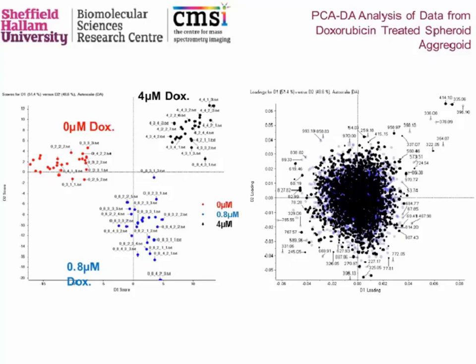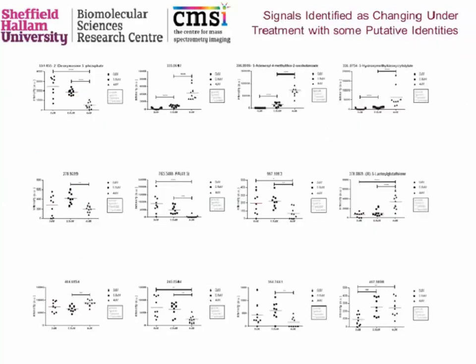But from the loadings plot, we can start to pull out signals that give us an indication of what's going on when we treat these spheroid aggregoids with 4 micromolar of doxorubicin. And then using a combination of accurate mass measurement and a bit of MSMS, we can come up with some putative identities for various compounds that we can see changing within the tumour spheroid. We can identify them, and then our current work is mapping these compounds that we've identified onto pathways and attempting to identify some of the other signals that we've definitely identified as changing with treatment.